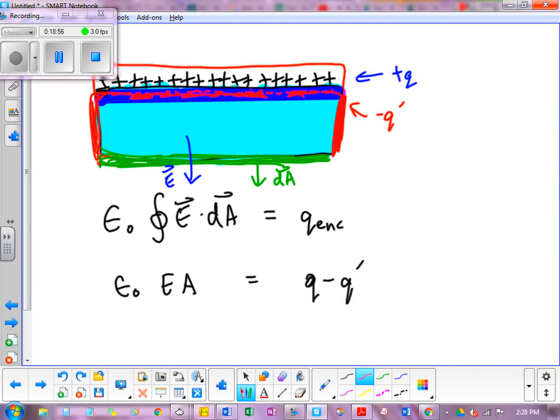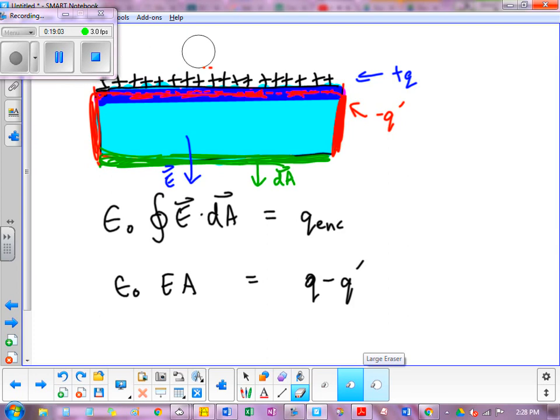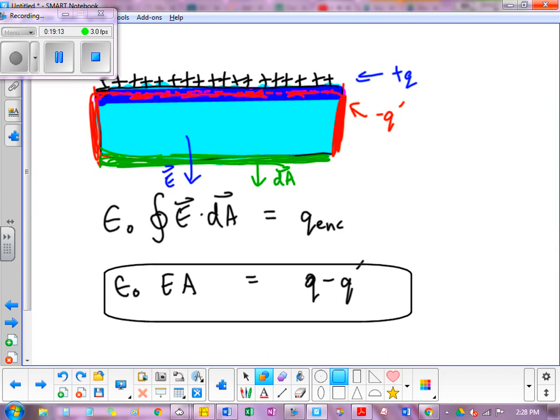And I don't need this up here. I should erase this thing up here. That's the top of the top plate. We don't need that. Okay, so anyway, not the best drawing. But all I'm saying is that the new Gauss's law looks like this.